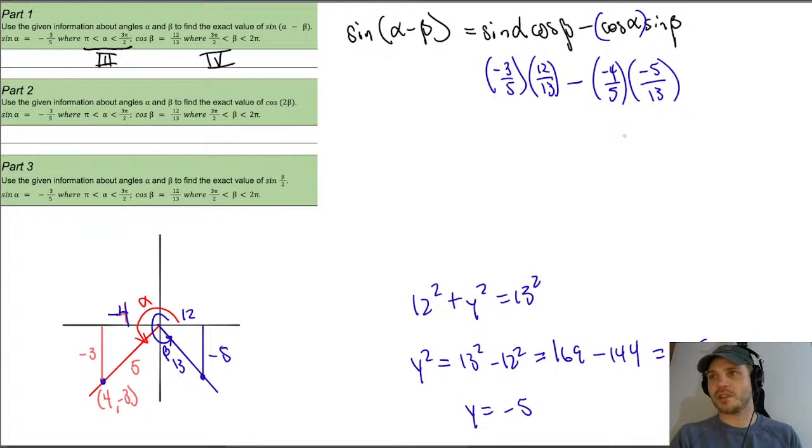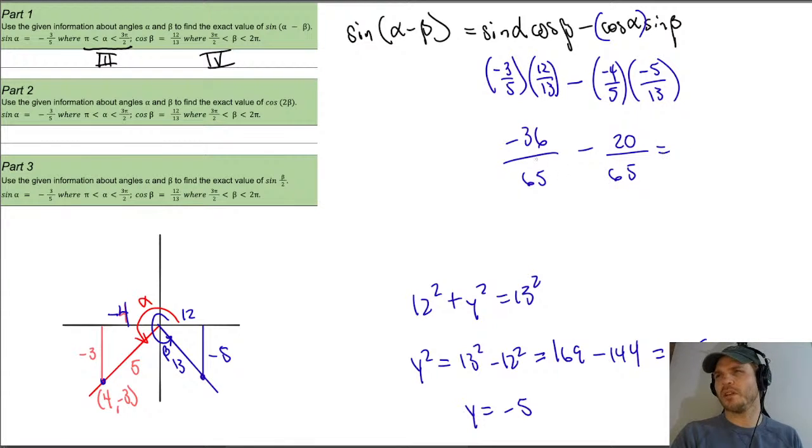Okay, now let's multiply everything together. So this is negative 36 over 50 plus 15 is 65. And then negative, negative, negative, so 3 negatives makes this product negative. And then we got 4 times 5 is 20, and 5 times 13 again is 65. Negative 36 minus 20 is going to give us negative 56 over 65.